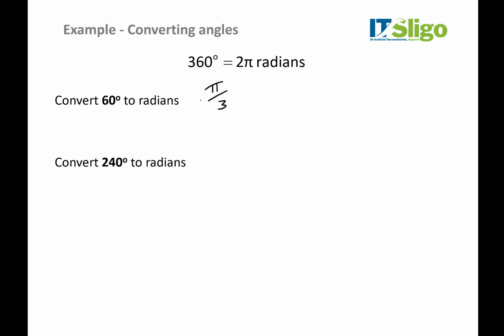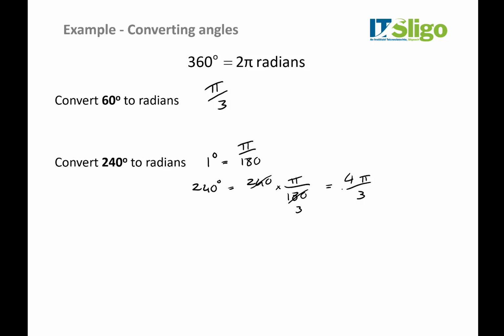Convert 240 degrees to radians. Well, again, we had 1 degree is pi over 180 radians. So to convert 240, multiply both sides by 240. 60 will go into the top 4 times. And 60 will go into the bottom 3 times. So 240 degrees is 4 pi over 3.